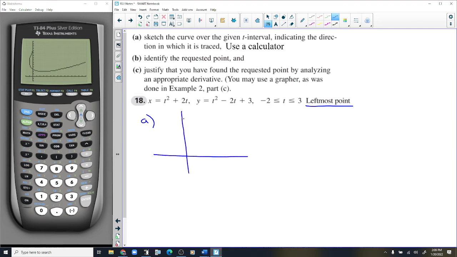It looks something like that. Indicate direction. B, let's hit trace. T is -2 and we're going from -2 to 3 to see where the leftmost point is. What do you think, right here? Yeah, that seems reasonable. Now I will tell you that it's a nice point. It's actually -1, 6.